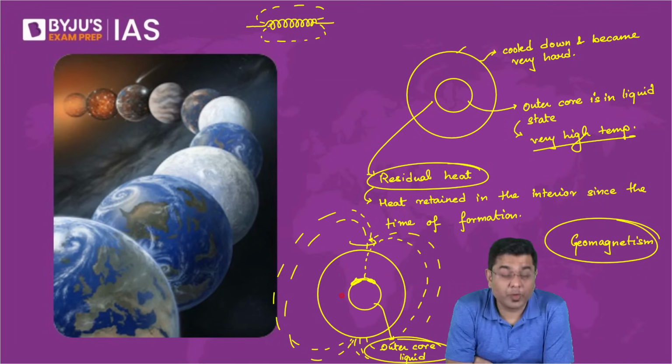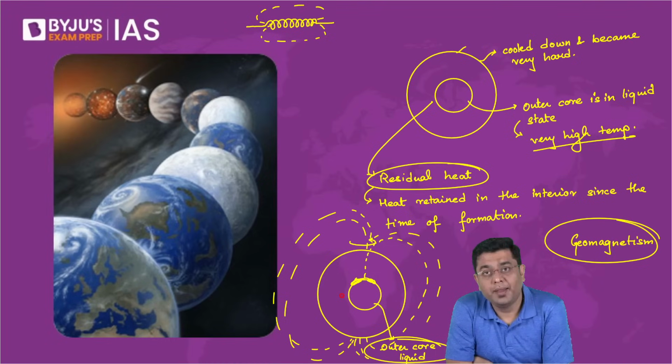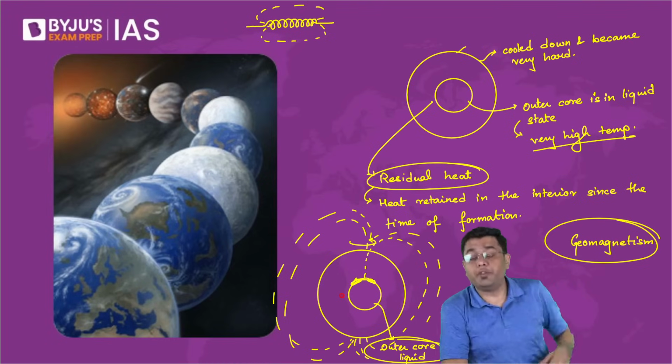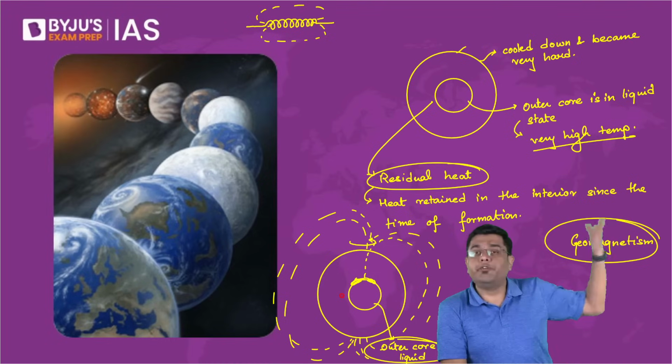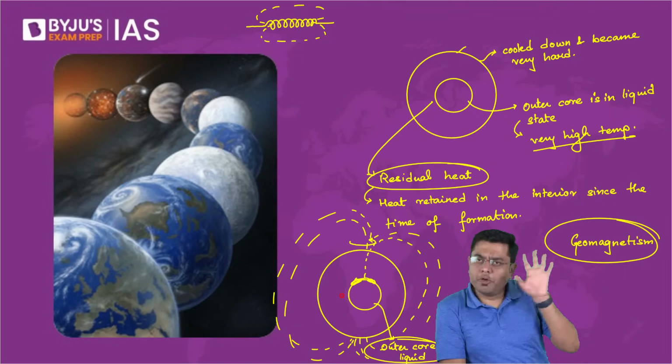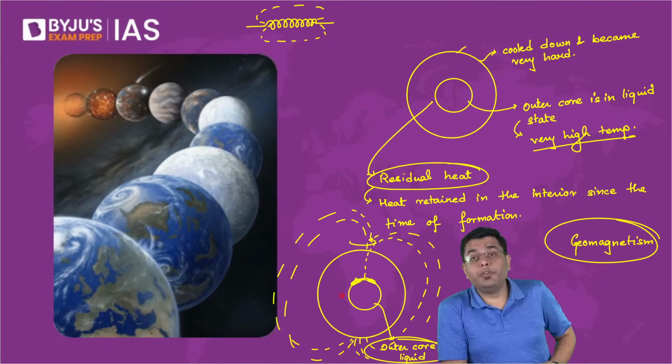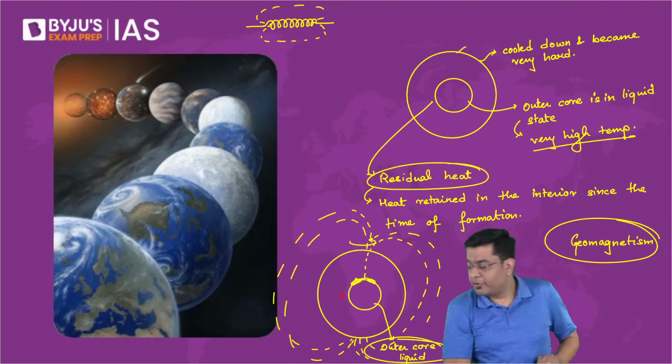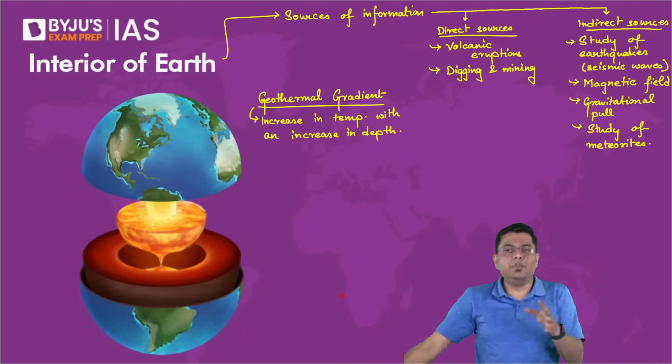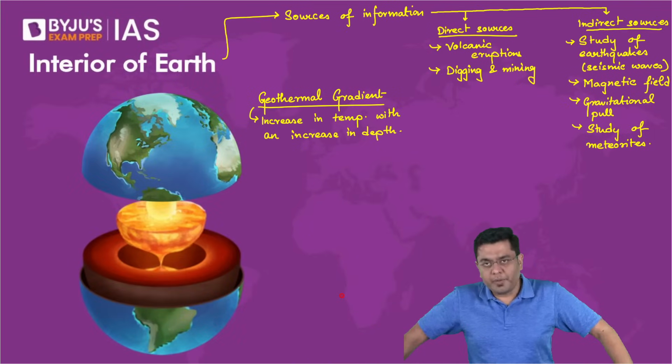UPSC has asked another question from this area, and that is that the atmosphere of present day has been consistent since the time of its formation. But if you know that there was a phase of degasification, there was a phase of torrential rainfall, you would be very well aware that the atmosphere also has undergone drastic amounts of change. So that is how these are considered to be the indirect sources of information.